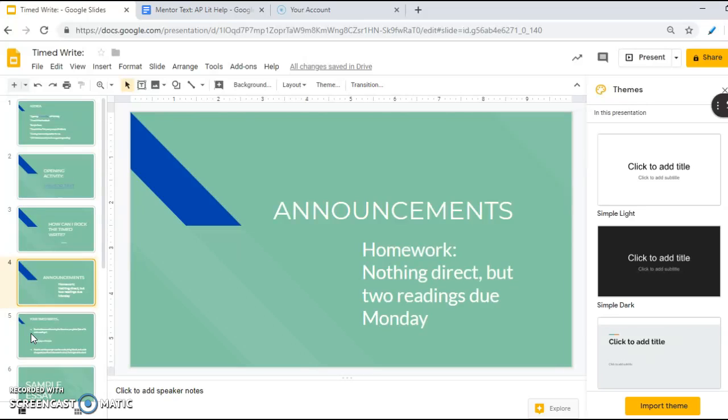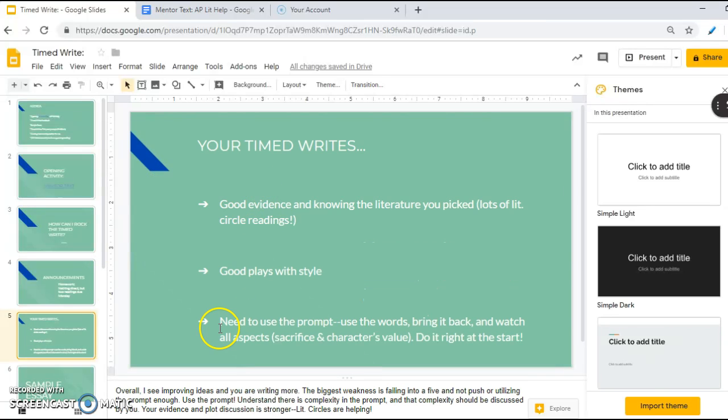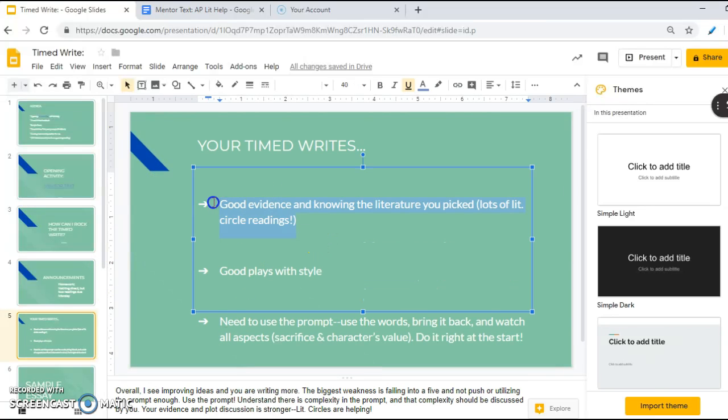Announcement-wise, work on Earnest and your lit circles. And then, like I said before, celebrations on the sacrifice prompt. There was a lot of good evidence. I think what's happening is the lit circle readings were really prevalent in what you picked and what you wrote about, so that's really awesome.